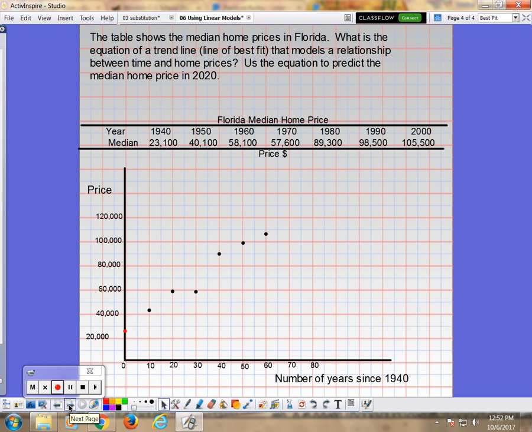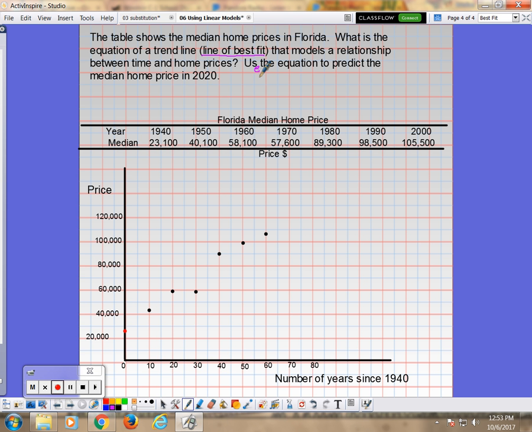So here's a problem. The table shows the median home prices in Florida. Now this is years and years ago, okay? And ultimately what it says here is we have to, one, graph them. Two, we then need to write the equation of the trend line. Trend line is just a fancy word for line of best fit, and you can see that it says that right here, line of best fit, or trend line. So we're going to write the equation, and then we're going to use that equation. Use the equation to predict the median home price in 2020.